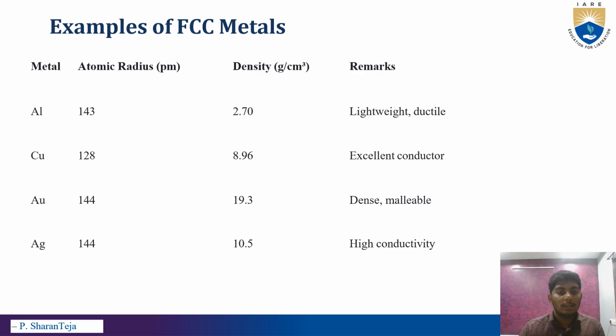Copper is used in electrical wiring. Gold is used in electronics and jewelry. Silver is used for conductivity and optics. Metals like nickel have applications in stainless steel alloys. Because FCC metals are ductile and deform easily, they are widely used in industries requiring workability, flexibility, and corrosion resistance.